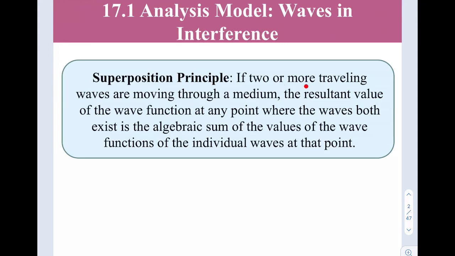If two or more waves are traveling or moving through the same medium, the resultant value of the wave function at any point where the waves both exist is the algebraic sum of the values of the wave functions of the individual waves at that point. In simple terms, when we have more than one wave within a medium, we are going to do an algebraic sum. What does that mean by algebraic sum? We're going to add up both of the waves.